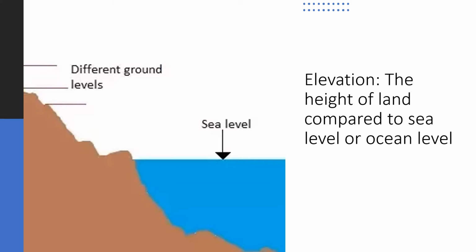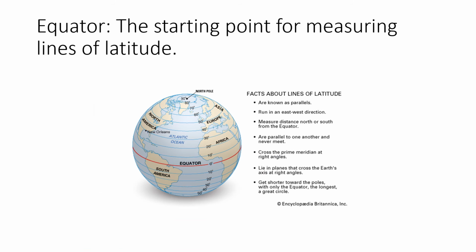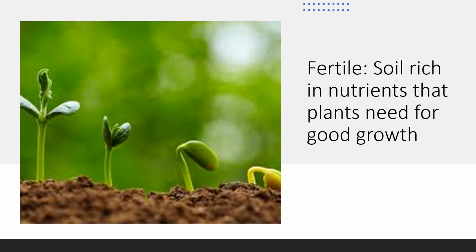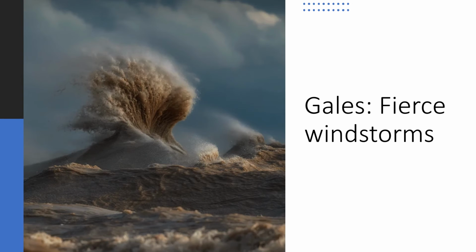Elevation, the height of land compared to sea level or ocean level. Equator, the starting point for measuring lines of latitude. Factor, the HBC employee in charge of the trading post. HBC stands for Hudson's Bay Company. Fertile, soil rich in nutrients that plants need for good growth. Gales, fierce windstorms.